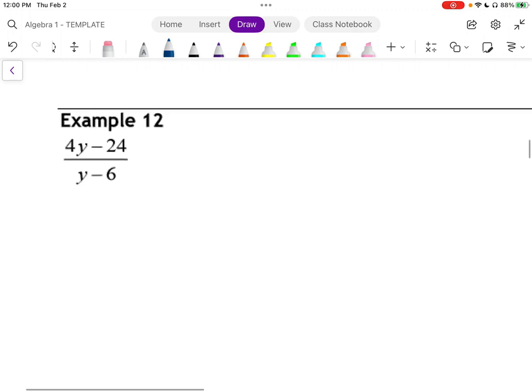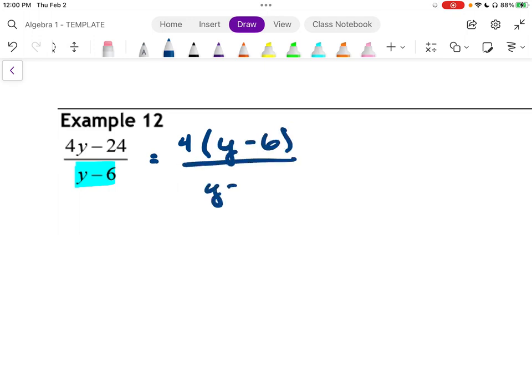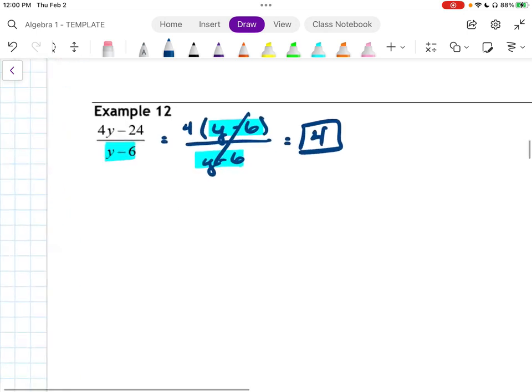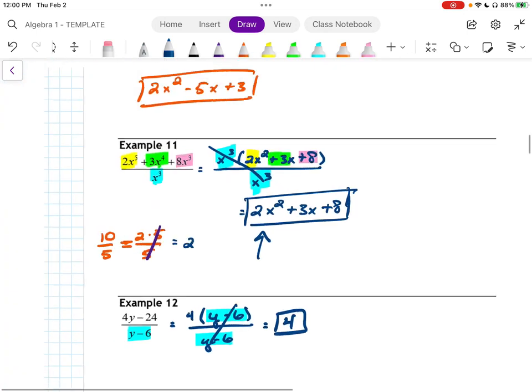Example 12. I'm looking here, and my denominator here is a y minus 6. So I'm going to try to factor the top to make it look like a y minus 6. So I see that both of these in the numerator I could divide by 4. So I'm going to pull a 4 out. That would leave me with y minus 6. My denominator is still y minus 6. The y minus 6's, they can cancel out, and I'm left with just a plain old 4. And that's that. All right, that was section 2.